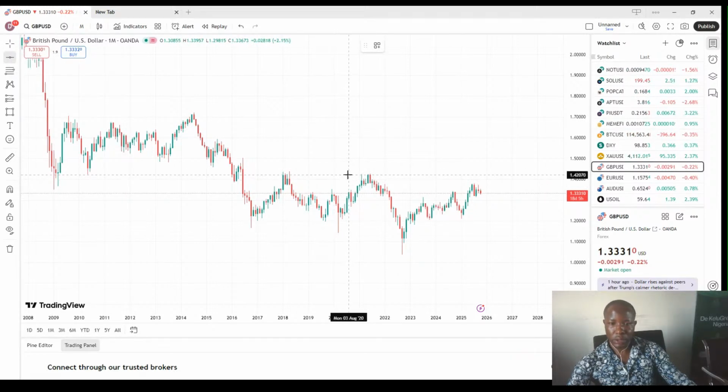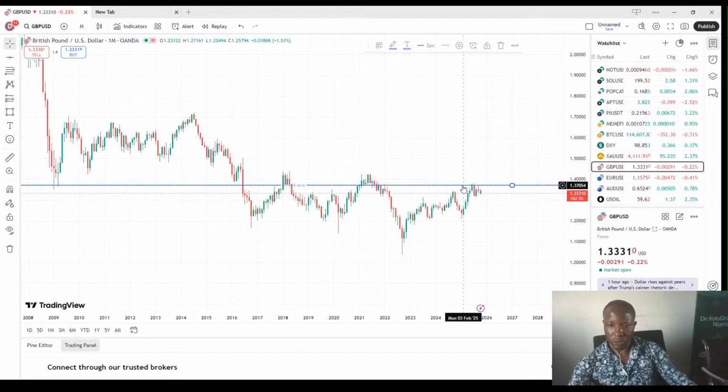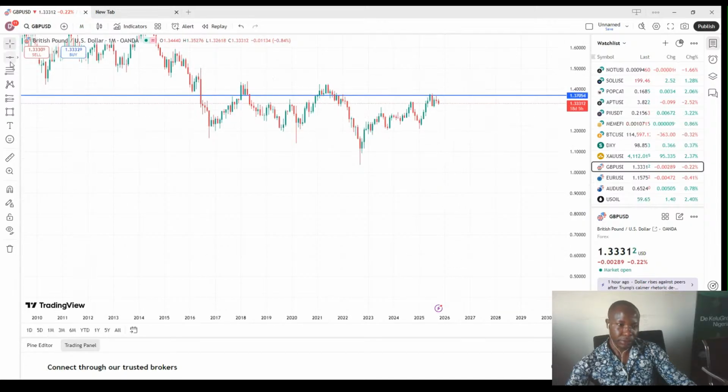So as always, I got my targets set out. This is GU. So you can see GU is pointing to the downside right now.